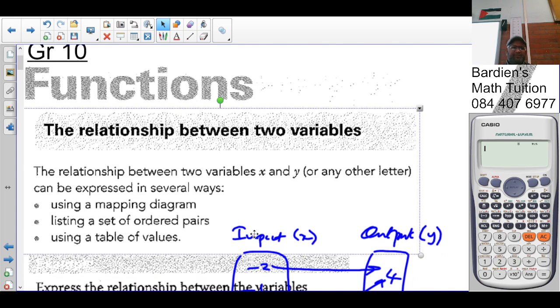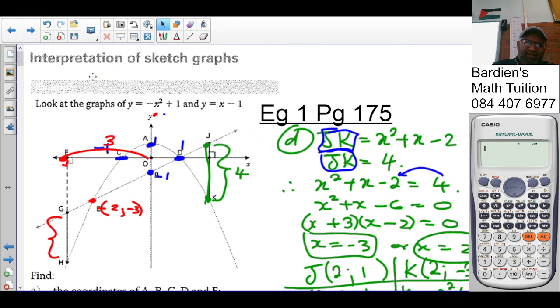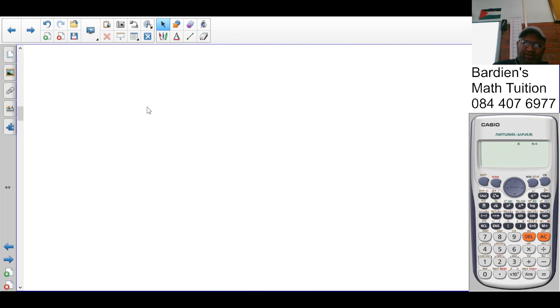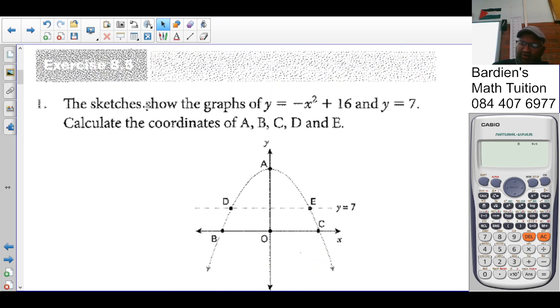Okay, good morning class. So today we're looking at functions. You guys had homework. It was exercise 8.5. You had to do number 1 and 3. Okay, so I'm going to do both for you, okay?